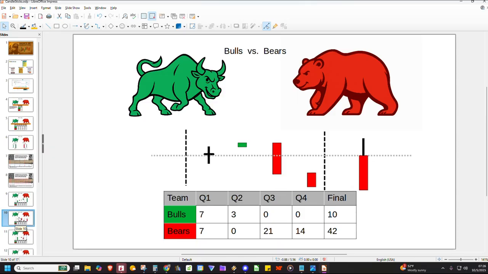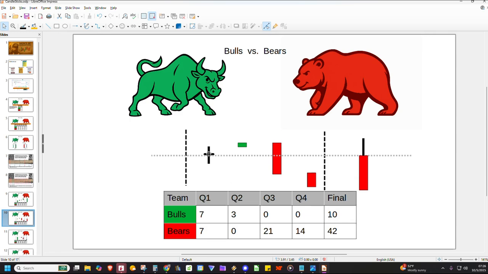Here's another example where the Bears win. The Bears win this one 42-10, right? That means the market closed lower than it opened on this day or this hour. Let's look at our 15-minute quarters to see what could have happened during this 10-42 loss to the Bears.